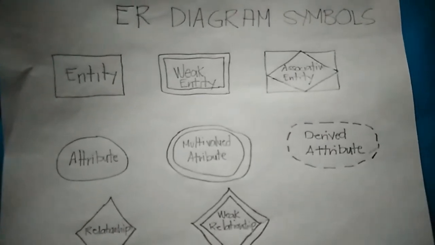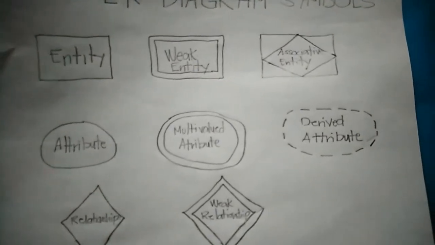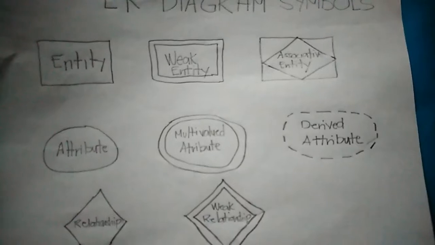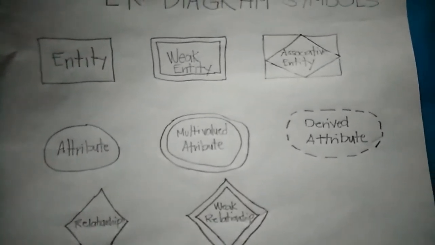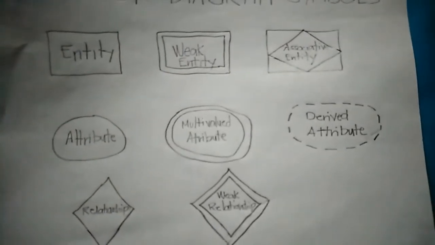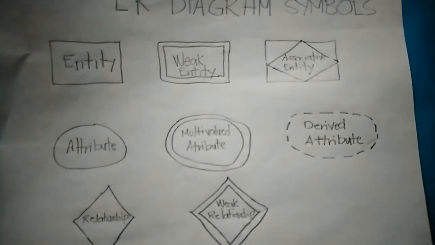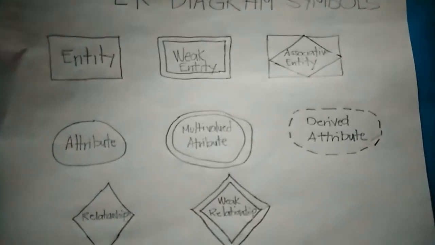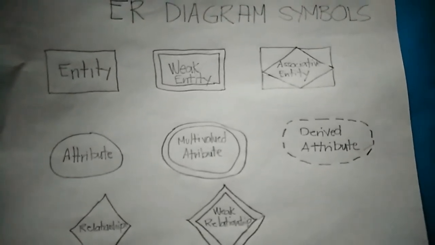So the next is the relationship. A relationship describes how two entities interact with each other. Then lastly, the weak relationship, or the recursive relationship. If the same entity participates more than once in a relationship, it is known as a recursive relationship.